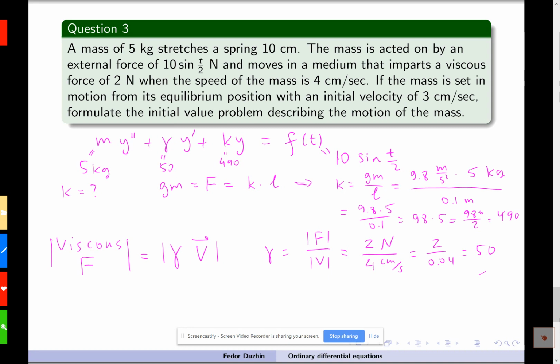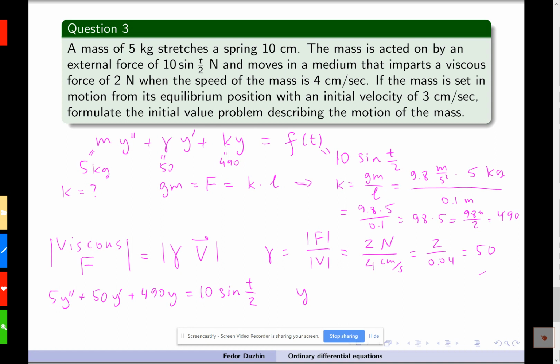Now we have written down the differential equation. This is 5 y double prime plus 50 y prime plus 490 y equals 10 sine t over 2. This is the differential equation. I guess you could cancel it by 5, but it's not really important.